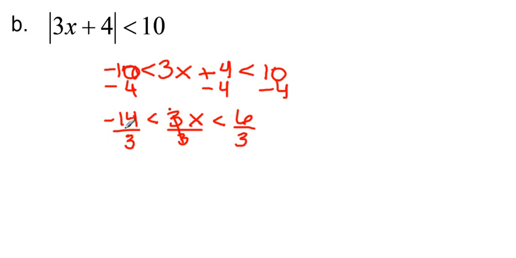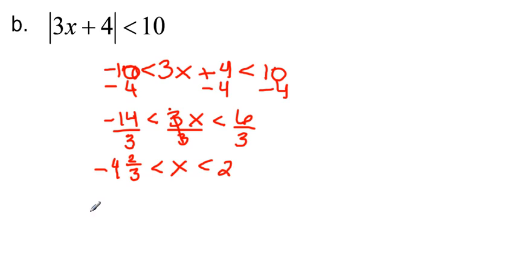So 3 goes into 14 4 times. That's our whole number, so we've got -4. 3 times 4 is 12. That leaves us with 2/3 left over. So -4 2/3 is less than x, and x is less than 6 divided by 3 gives us 2.